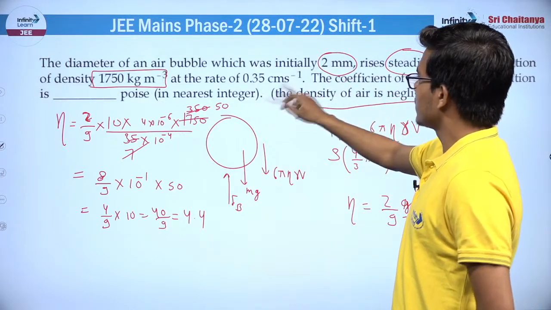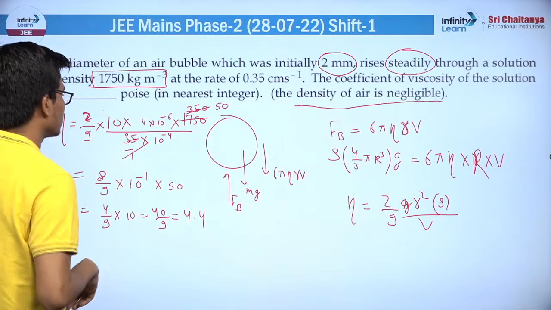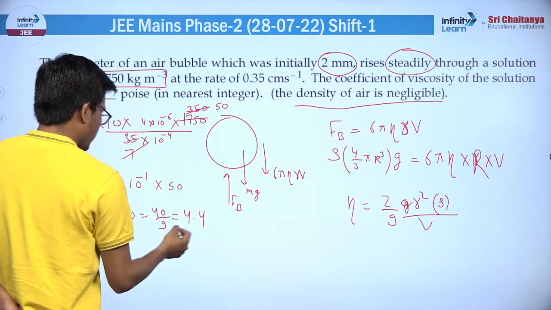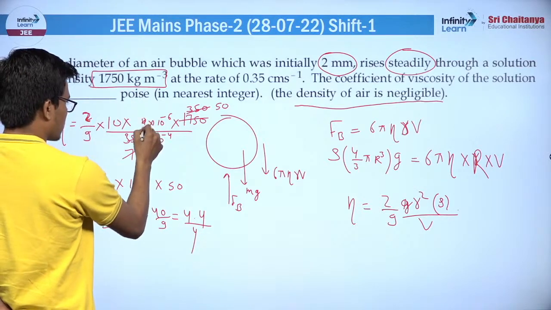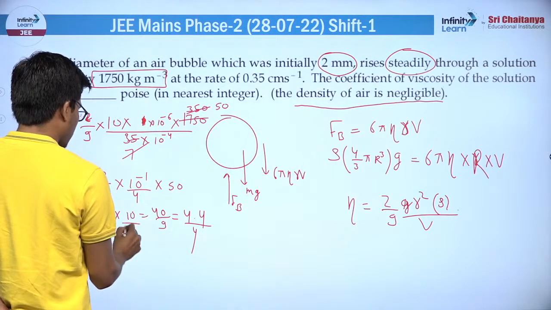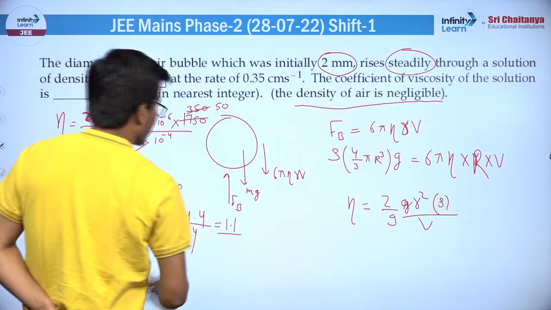R square. Was it diameter? It was a diameter, it was not a radius. We have taken the diameter as radius. So let me divide my final answer by 4, okay? Because this should be only 1. So my final answer should be like this. Okay, so the answer should be 1.1.